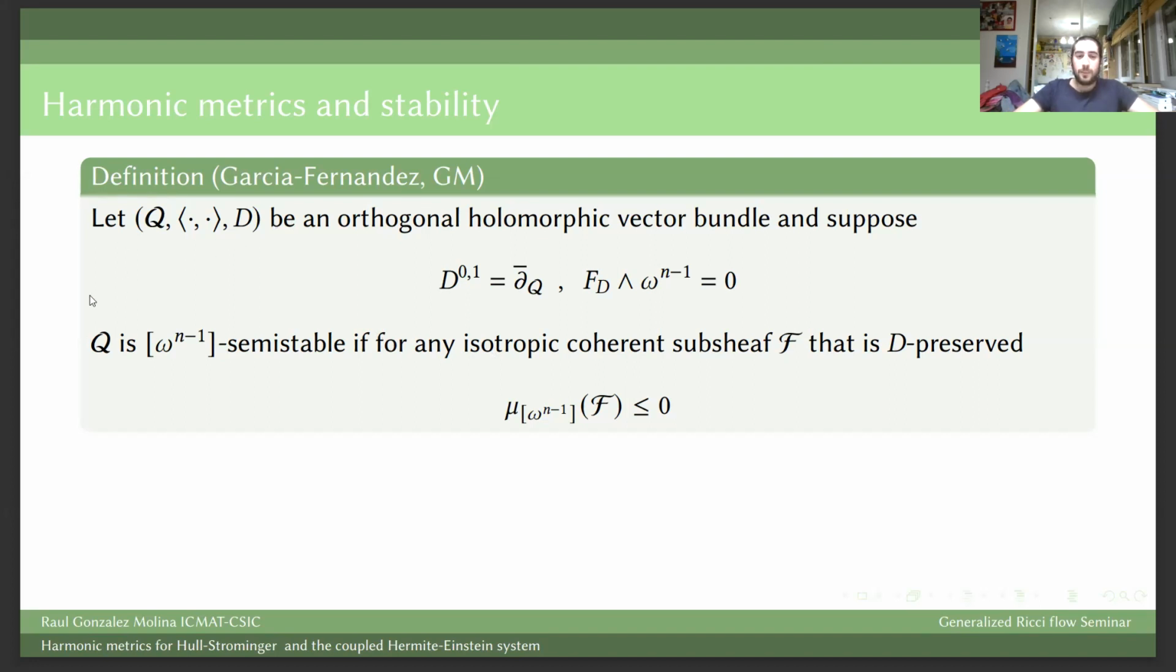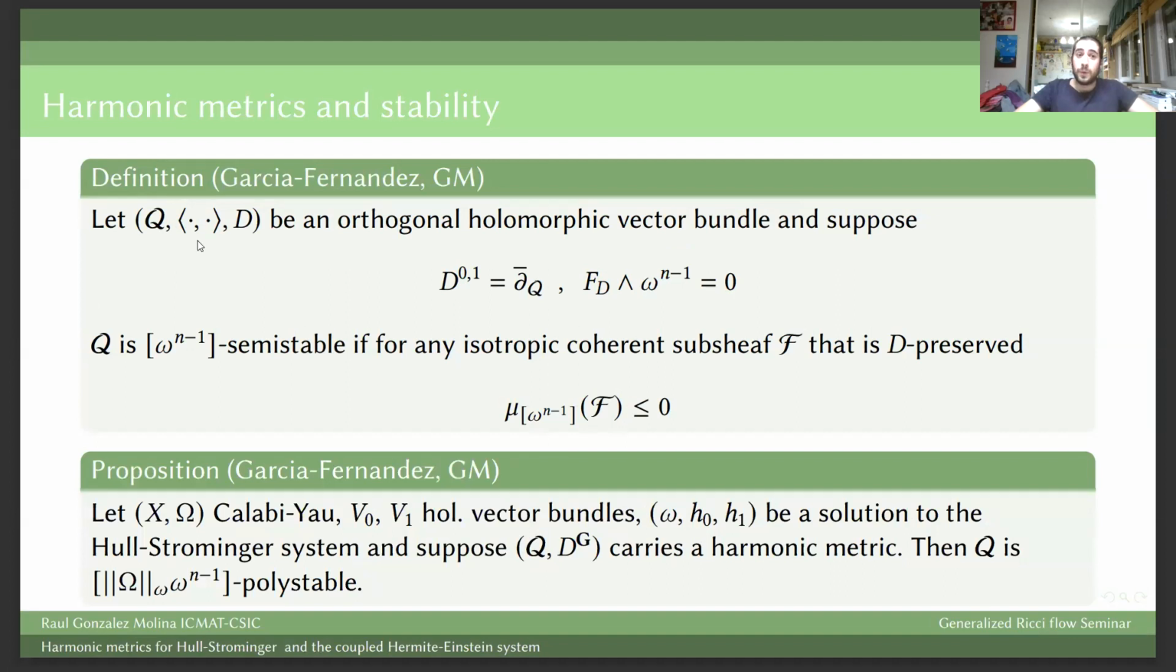And what Arpan was saying is involved in the following result. This stability notion, we have defined it such that the following happens. If I have my geometry in which the Hull-Strominger system appears, so a Calabi-Yau manifold possibly of non-Kähler type with holomorphic bundles, and a solution to the Hull-Strominger system. And now, additionally, I suppose that the holomorphic Courant algebroid that it defines carries a harmonic metric. We don't know if this is always going to be the case, but we assume it for now. If this is the case, then the Courant algebroid is polystable with respect to the balanced class given by the solution in the sense above.